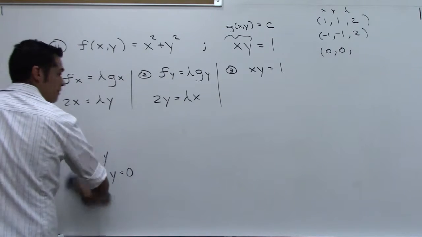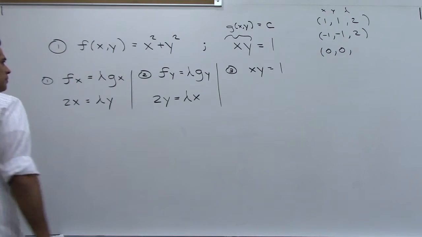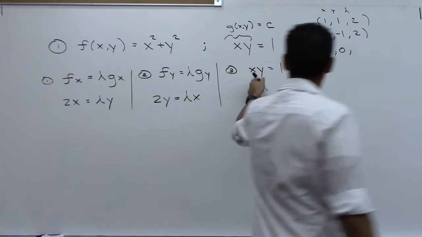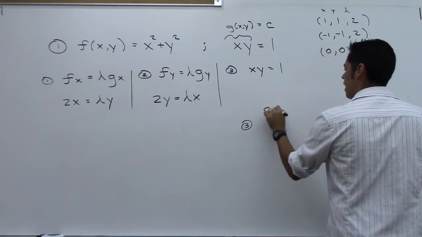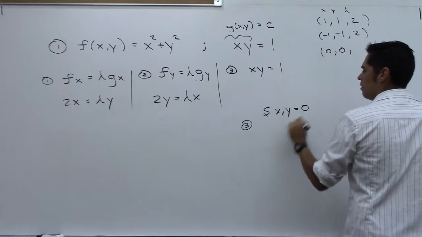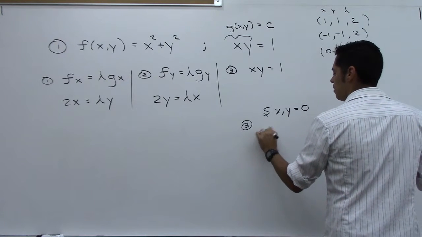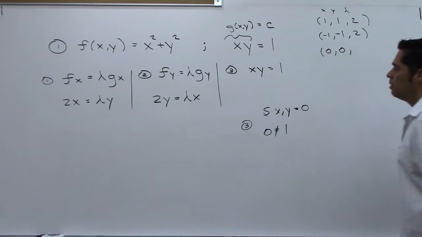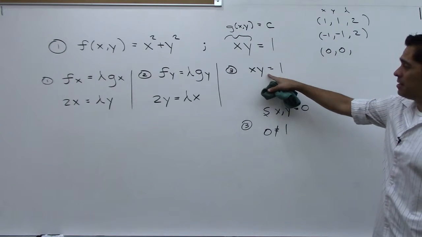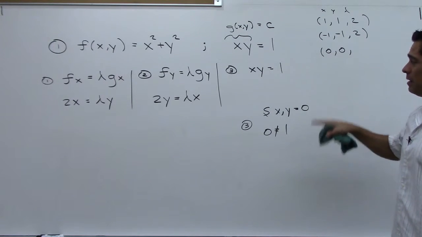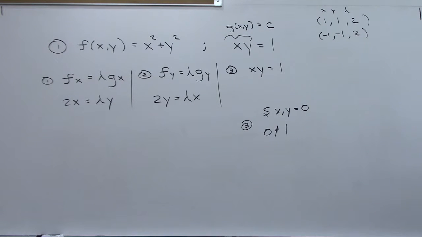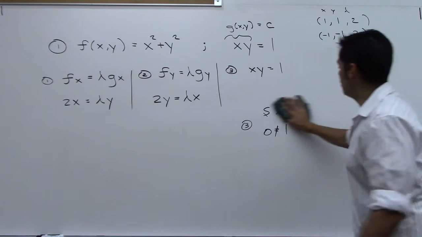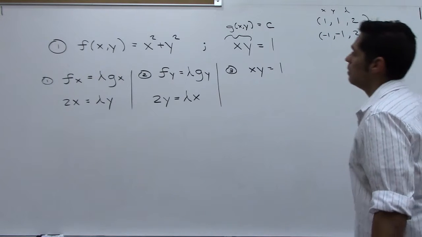By the way, notice that if x and y are both 0, my third equation becomes 0 equals 1. That's not true. So I can't satisfy the last equation if I let x and y be 0. So I actually don't want to look at those points, or that point. So those look like the only two critical numbers.